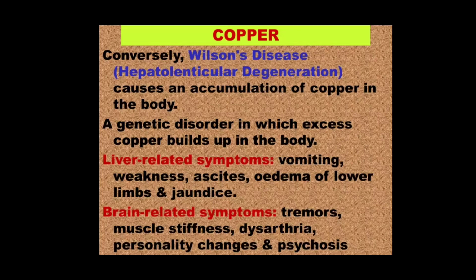Liver related symptoms include vomiting, weakness, ascites, that is fluid accumulation in the abdomen, edema of lower limbs, that is swelling of lower limbs, and jaundice. There can be liver failure. Brain related symptoms include tremors, muscle stiffness, dysarthria, which is difficulty in articulation as far as speech is concerned, personality changes, and psychosis. We'll take a look at Wilson's disease with a little bit more detail a while later.